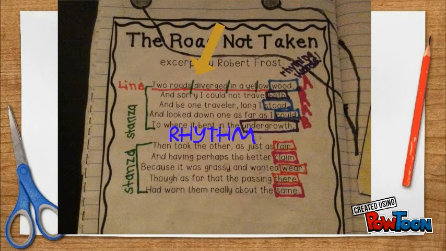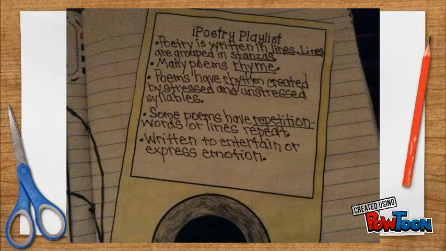Rhythm, the one I have trouble with, is the stressed or unstressed syllables or words. In poetry, these units are called feet. Robert Frost divided his into 4 feet. Two roads diverged in a yellow wood.